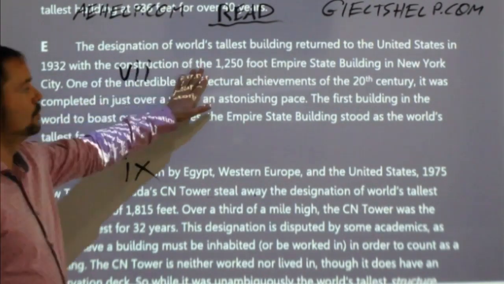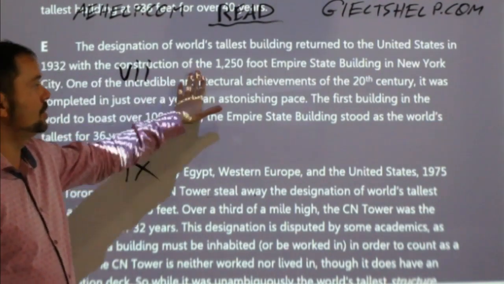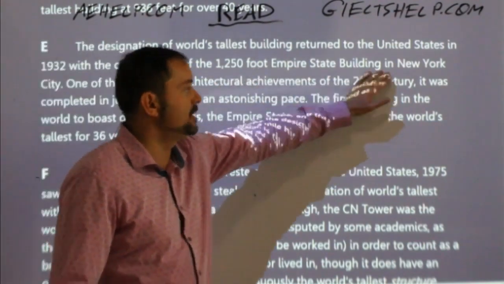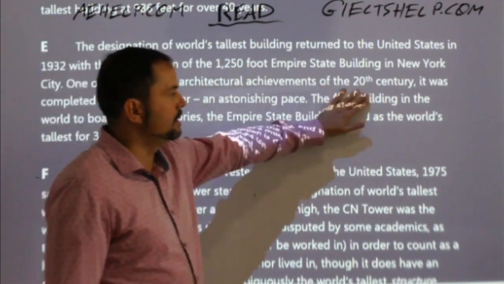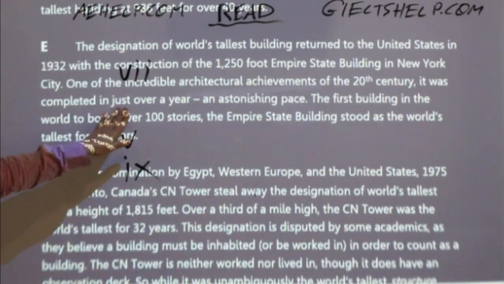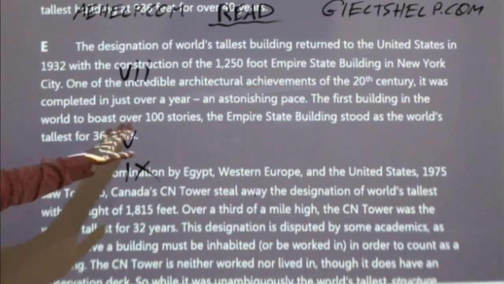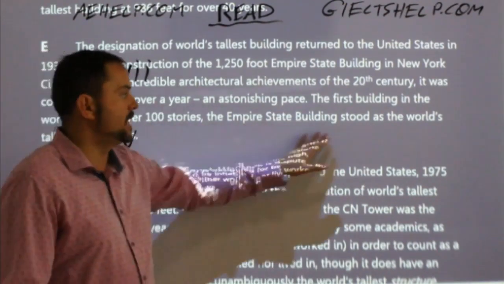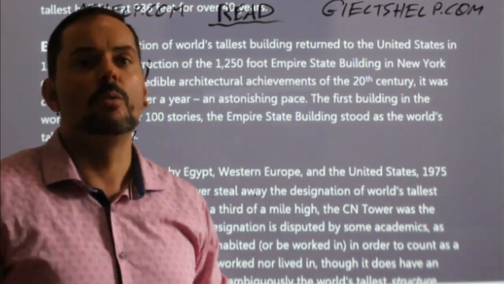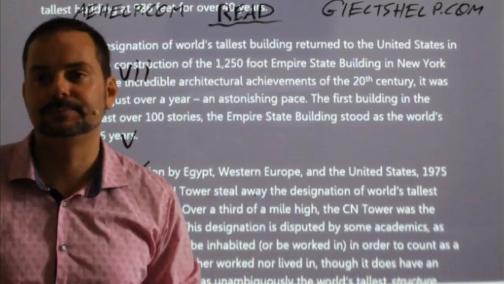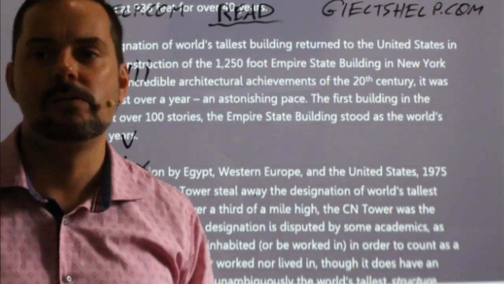The designation of the world's tallest building returned to the United States in 1932 with the construction of the 1,250-foot Empire State Building in New York City. One of the incredible architectural achievements of the 20th century, it was completed in just over a year, an astonishing pace. The first building in the world to boast over 100 stories, the Empire State Building stood as the world's tallest for 36 years. What is this paragraph about?